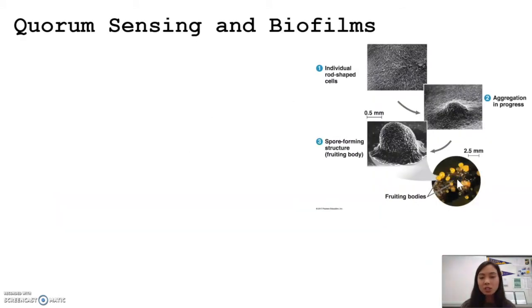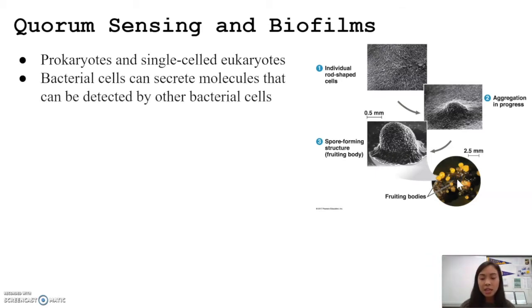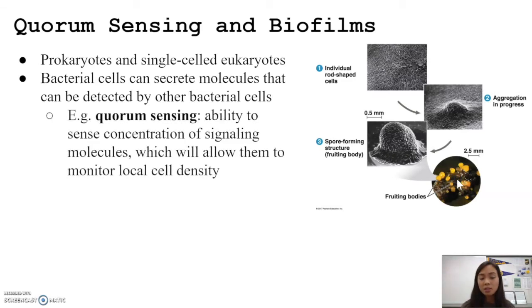Now, where did these signal transduction pathways arise? When did that happen? Let's just go ahead and go to the simple organisms again. Let's start with prokaryotes and single-celled eukaryotes. Now, bacterial cells, like prokaryotes, secrete molecules that can be detected by other bacterial cells. This is something known as quorum sensing, which is the ability for these bacterial cells to sense the concentration of signaling molecules around them.